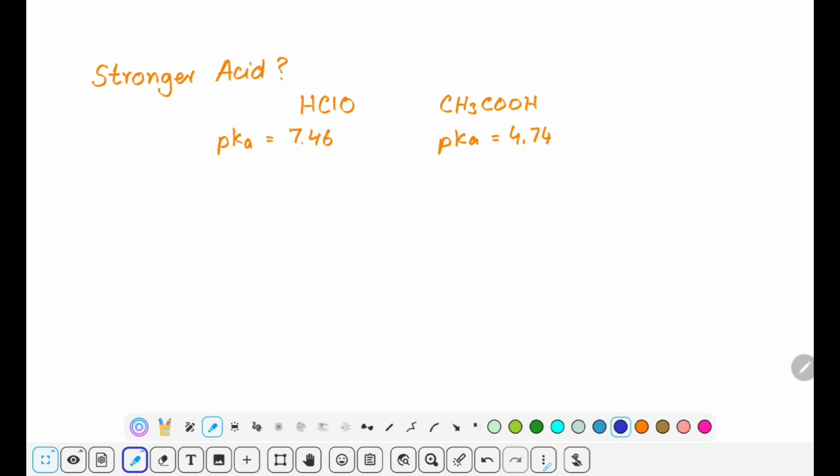Another question: find the stronger acid between HClO and acetic acid, CH3COOH. We are asked which one is the stronger acid, and we are given pKa values instead of the acid ionization constant Ka. The rule of thumb is that pKa is inversely related to the strength of the acid. An acid with a large pKa value will be the weaker acid, and vice versa. Comparing both values, HClO has the larger pKa value, 7.46, and acetic acid has 4.74. The smaller value means the acid is stronger. So acetic acid, CH3COOH, is stronger than hypochlorous acid, HClO.